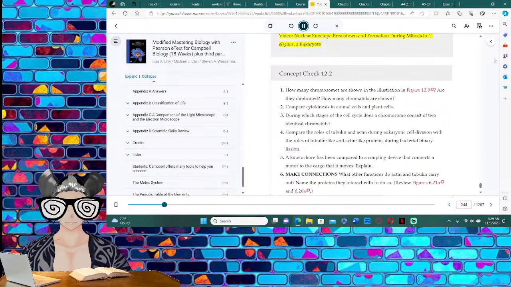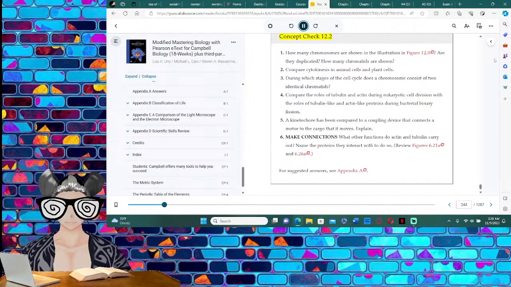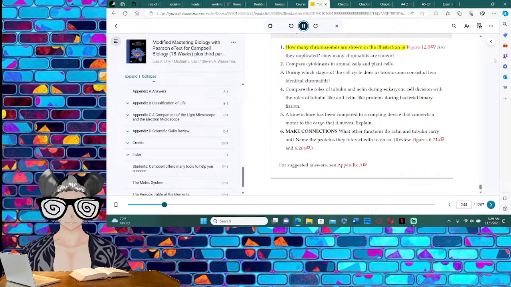Concept Check 12.2. How many chromosomes are shown in the illustration in Figure 12.8? Are they duplicated? How many chromatids are shown? Compare cytokinesis in animal cells and plant cells. During which stages of the cell cycle does a chromosome consist of two identical chromatids? Compare the roles of tubulin and actin during eukaryotic cell division with the roles of tubulin-like and actin-like proteins during bacterial binary fission.